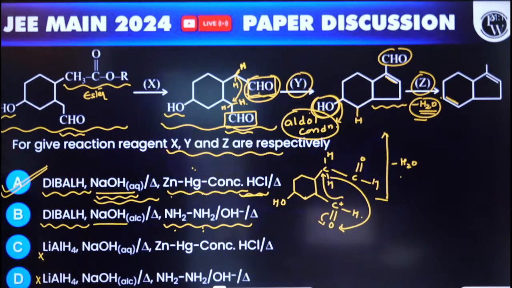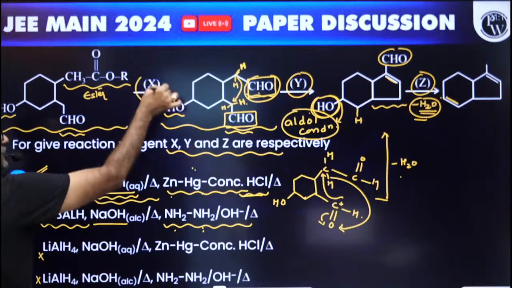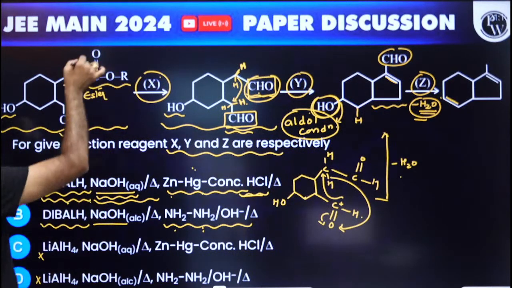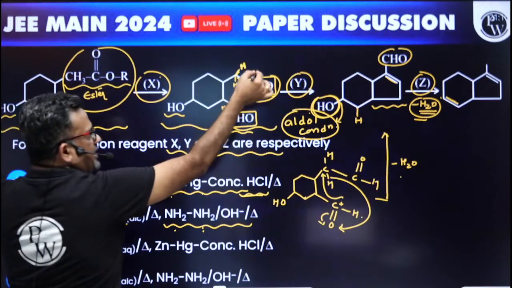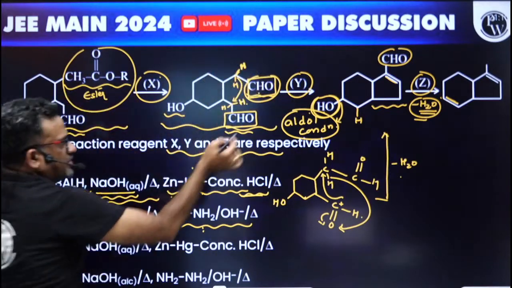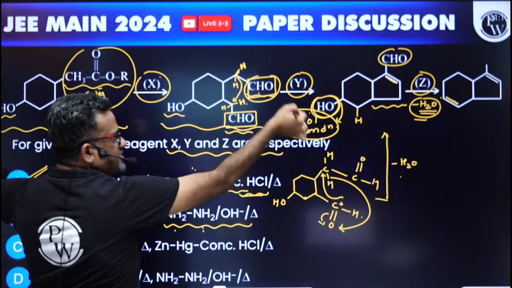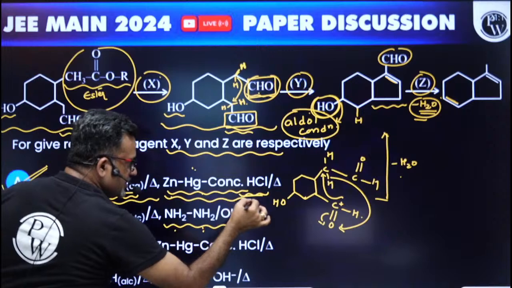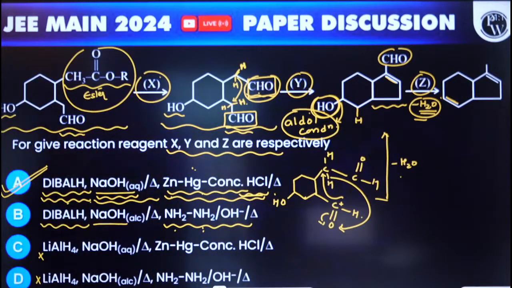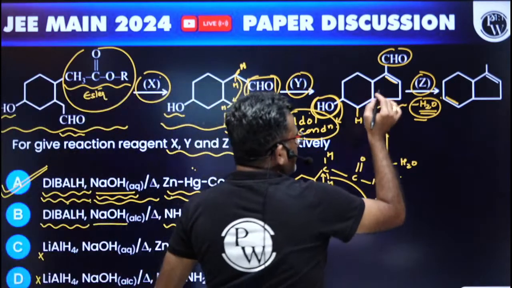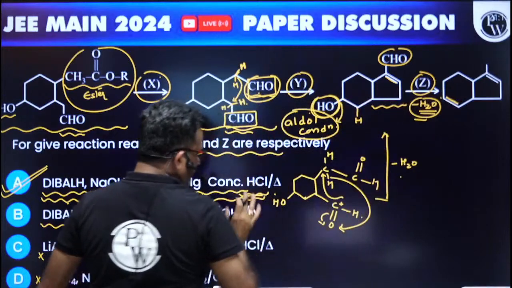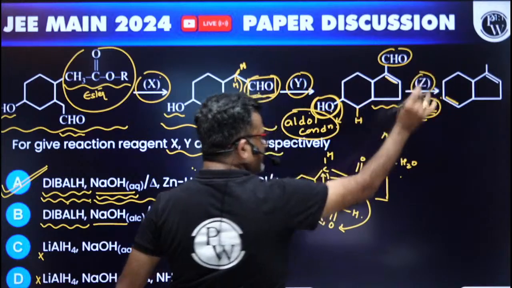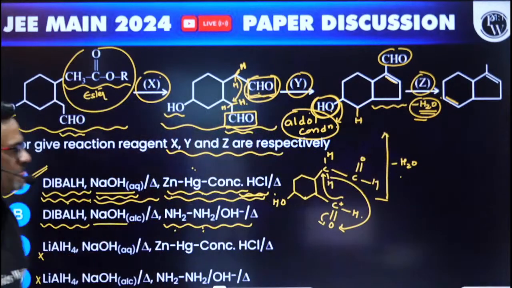A. From here, what is your X? Your X is diisobutyl aluminum hydride, which can reduce ester to only aldehyde. Next is intramolecular aldol condensation, right? And finally, you are having zinc amalgam in concentrated HCl. In the presence of HCl only you are treating, not in the presence of base, because the OH group has got dehydrated to give you alkene. Is that clear? Right.